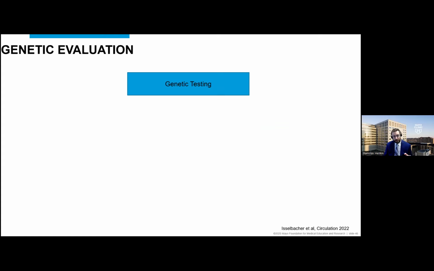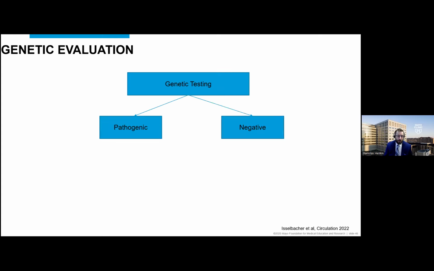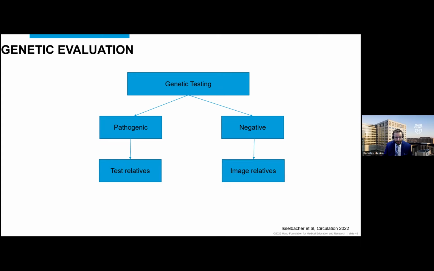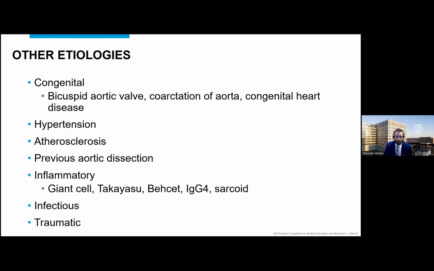And then when you get genetic testing, there's different things that can happen. You can have a pathogenic mutation about 20% of the time, right? Or you can have a negative testing, which is way more common. If you have a pathogenic mutation, then you can do testing for first-degree relatives for free, by the way, that the company does. If the genetic testing is negative, then you have to image relatives. So first-degree relatives. And if there is a lot of family history, image second-degree relatives as well.